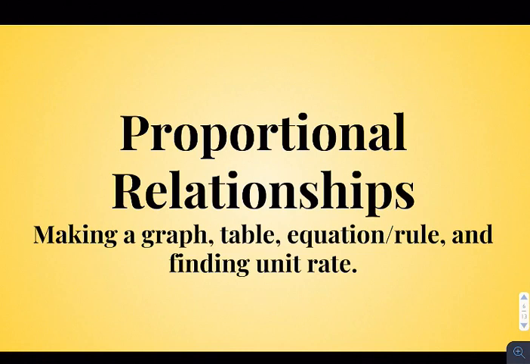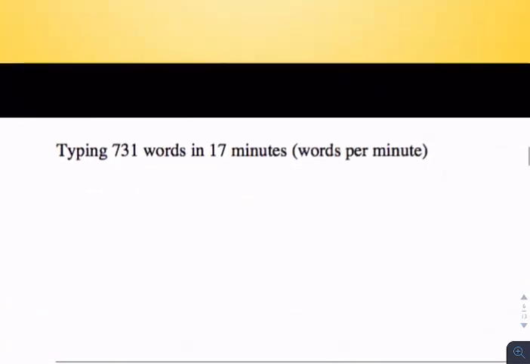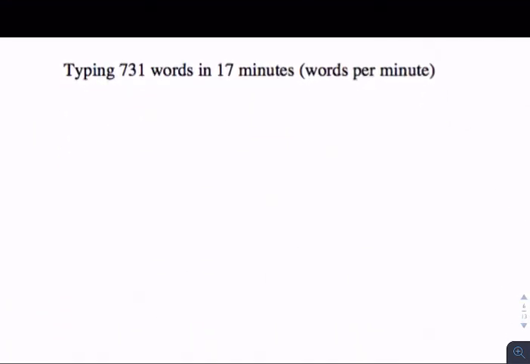We're going to talk about proportional relationships and how we can make a graph, a table, an equation, and a rule, and find the unit rate of a proportional relationship. So, my situation is we are typing 731 words in 17 minutes. What's really nice about this one is it gave us a little hint. We're looking for words per minute. So we're going to find the unit rate first.